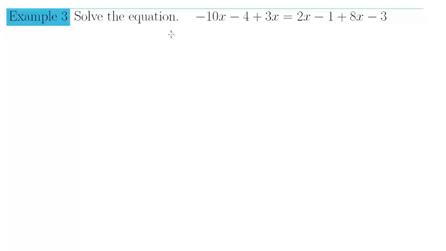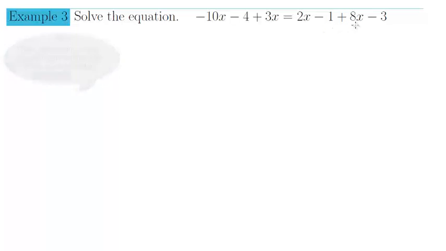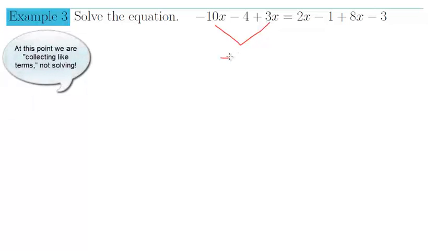Okay, so here's our final example for this topic. They give us a monster equation to solve. Negative 10x minus 4 plus 3x equals 2x minus 1 plus 8x minus 3. When each side of the equation is complicated, like in this case, I would go ahead and try to simplify the individual sides first. So for example, on the left side, I can collect this negative 10x and this 3x to give me negative 7x's.